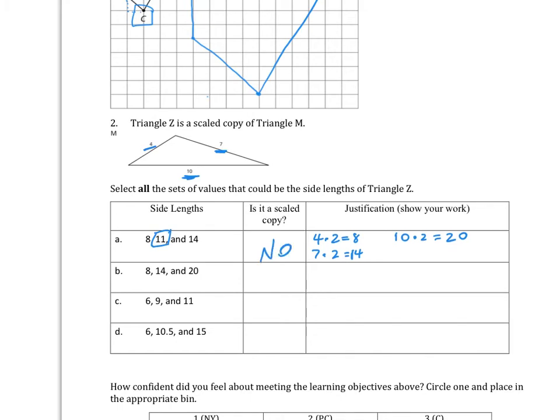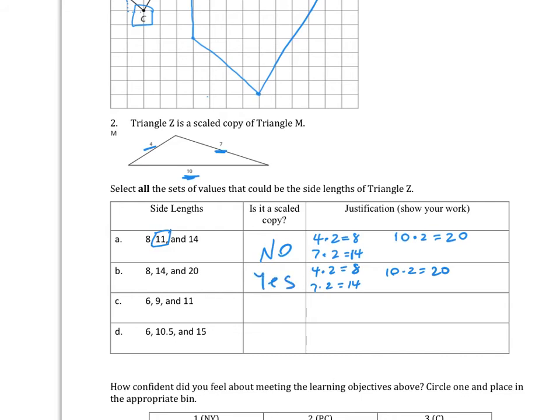All right, let's take a look at B. So B, again, 8 would correspond to 4, 14 would correspond to 7, and 20 would correspond to 10. Well, if you look at your previous work, we already showed that for the previous one. So let's just copy that down. 4 times 2 is 8, 7 times 2 is 14, and 10 times 2 is 20. So I can see that the appropriate sides correspond to each other. It has a scale factor of 2, so it does work out. So the answer in this case would be yes.